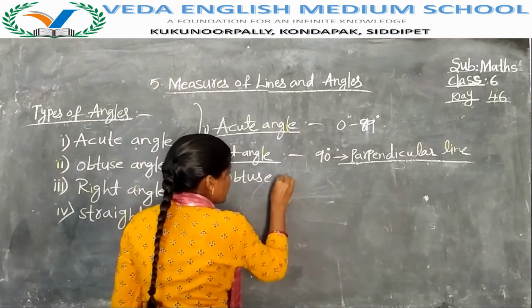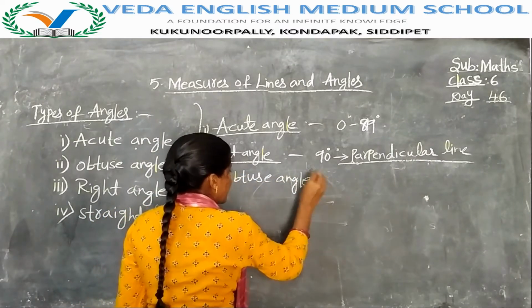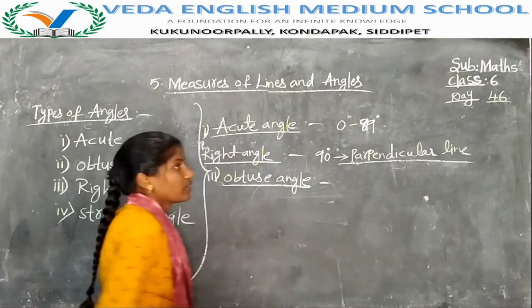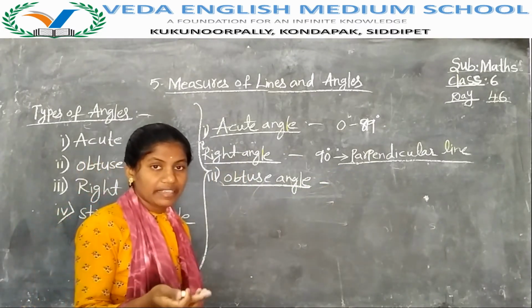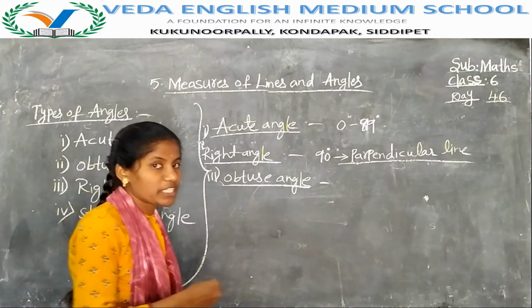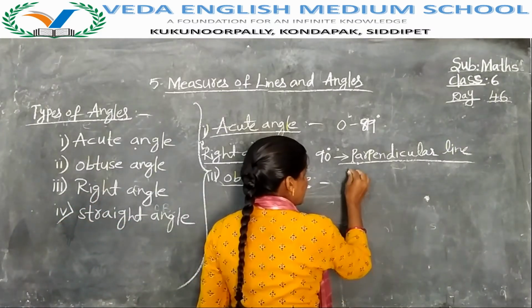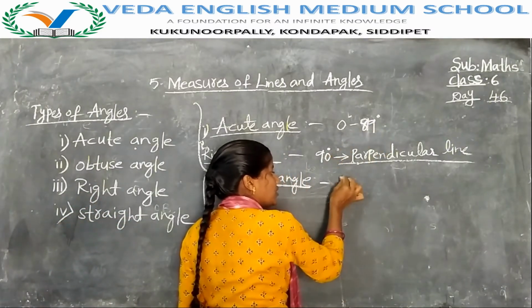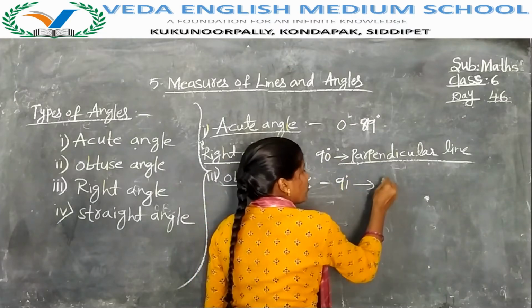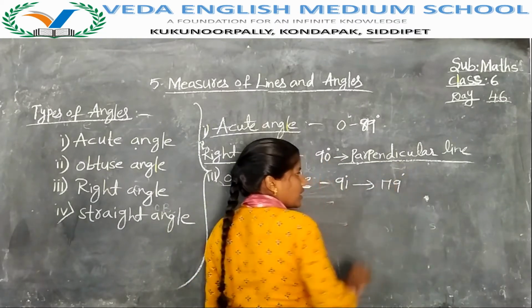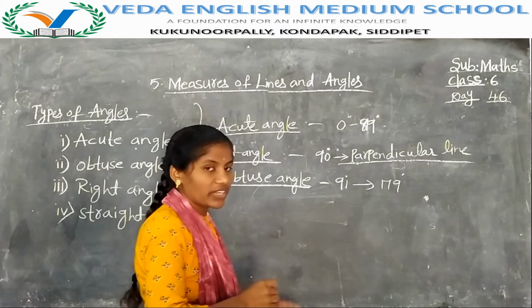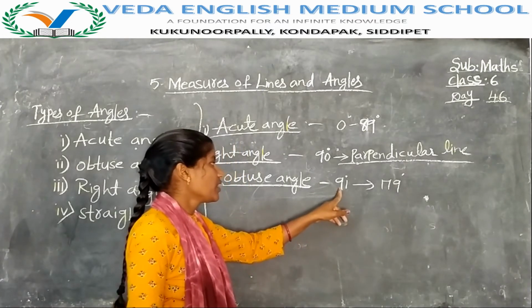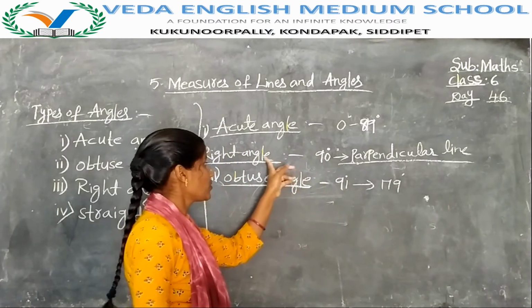O-B-T-U-S-E, obtuse angle. Obtuse angle means greater than 90, less than 180. That means between 90 and 180. Here, 89 after 90, so that means 91 to 179. If that is 180, then you have to say that is a straight angle. That's why I am saying if that is exactly 90, then it is a right angle.